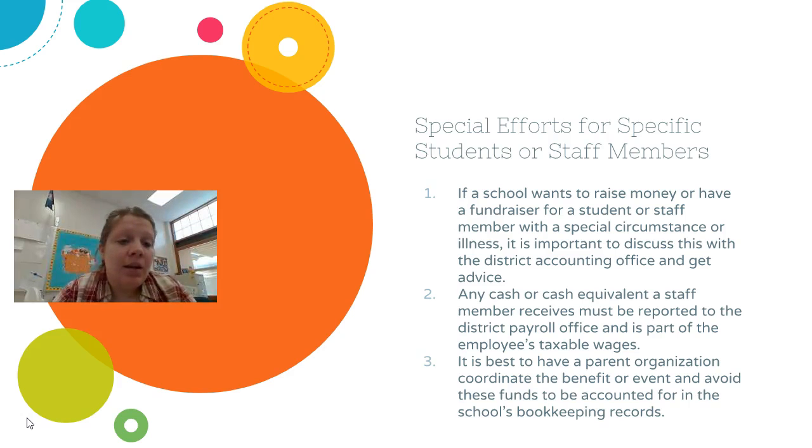Any of the cash that the student or staff member may receive, if it's a staff member, would have to be reported by the payroll office and on their tax forms. So it is best, if you're going to do something like this, to have a parent organization coordinate it. Then these funds aren't accounted for in the school's bookkeeping records.